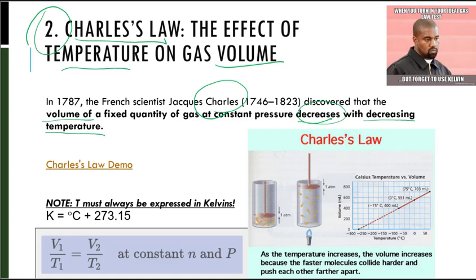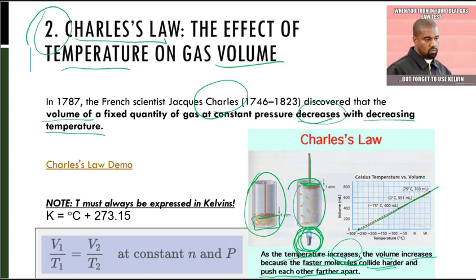Now Charles saw that as the temperature increases, the volume increases because the faster molecules collide harder and push each other further apart. We can see here that I have a certain volume of gas at a certain temperature. Then I added heat and those particles start moving faster as the temperature increases and it pushes that plunger up, so it increases the volume. We can see here that we have a direct relationship.